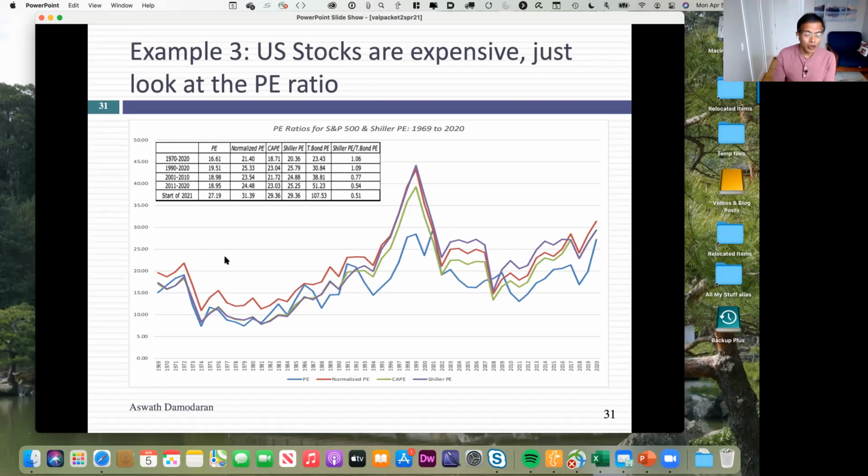But no matter how you define PE, clearly PE ratios at the start of 2021 are much higher than historical PEs. This is the basis for people who claim stocks are overpriced and we should be selling stocks. You know why nobody's listening to them? Because they've been saying this for the last 10 years. The PE ratios for US stocks have been higher than historic norms for more than a decade.